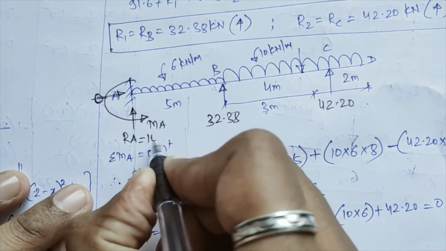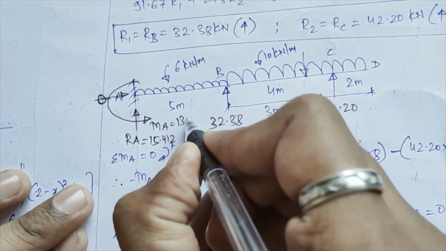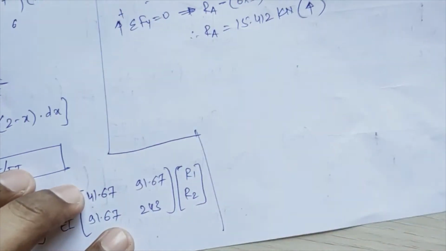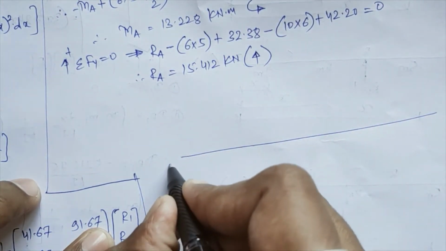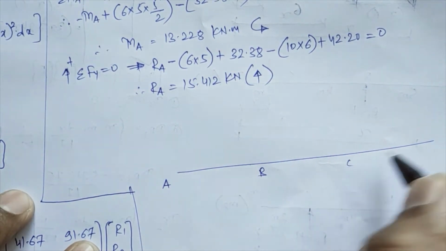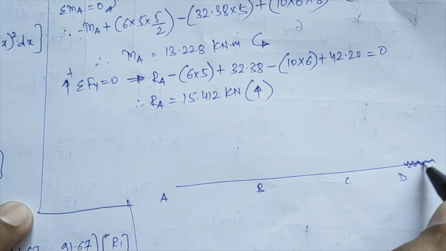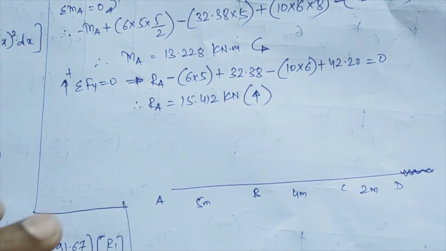So I'll note these two values: RA I have got as 15.412 and MA I am getting as 13.228. Okay, so your complete reactions are analyzed here. That means you are free to draw shear force and bending moment diagrams. I will draw your shear force diagram directly. Point A, B, C, and up to here it is D. This is your axis part. So this is my 5 meter, 4 meter, and this is my 2 meter.